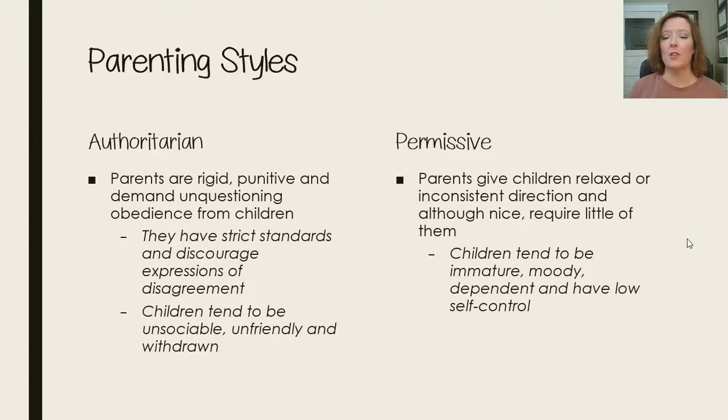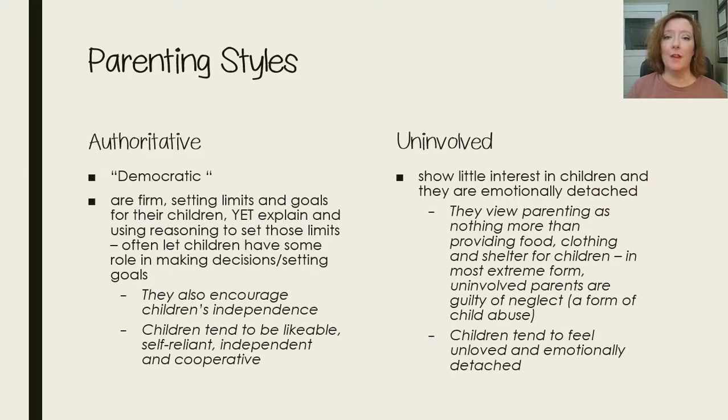A permissive parent is going to be more relaxed or sometimes inconsistent. They don't give a lot of direction and they're really nice, but they don't tend to require very much of their children. These children tend to be immature, moody, dependent, and have low self-control. Then you have the authoritative. This is more of a democratic parenting style. Parents who are authoritative are firm. They set limits and goals for their children, but they explain and use reasoning to set those limits. A lot of times the children have some role in making the decisions and setting goals. They also encourage the children's independence. Children from parents who use an authoritative parenting style tend to be very likable, self-reliant, independent, and cooperative.